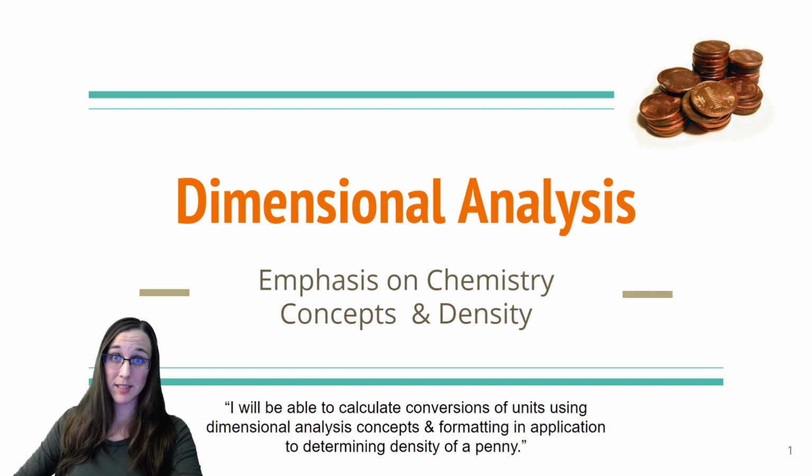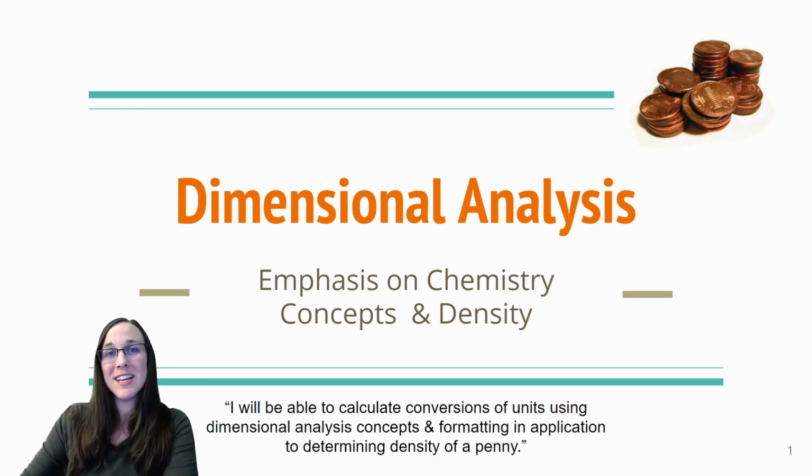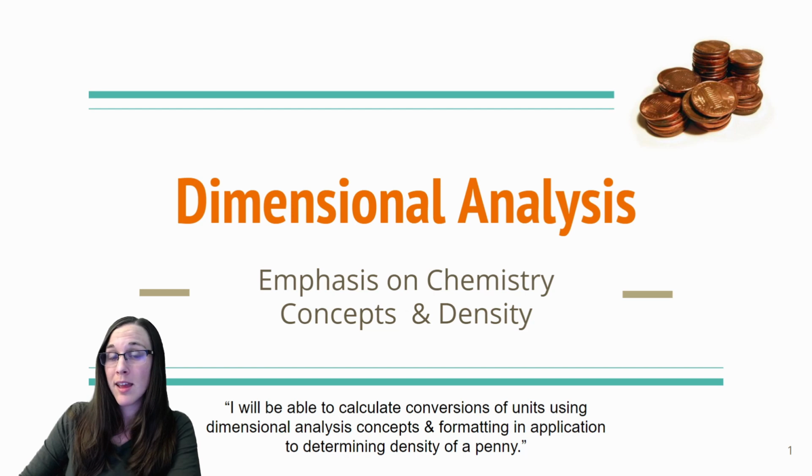Let's apply some of this dimensional analysis conversion stuff to actual chemistry and density, since we've been talking about that quite frequently. By the end of this video, you should be able to still set up a dimensional analysis conversion, magical line to freedom, as I like to call it, and determine the density of any object as long as you can figure out its mass in grams and how much volume it displaces in milliliters.